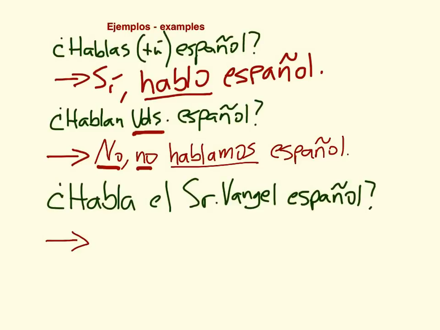The reason we have to put hablamos is because it's asking about more than one person. Do you guys? No, we don't. So this is where verb conjugation comes in. You have to change the ending to the verb to the correct person who's doing the action. In this case, we are not speaking Spanish. Like I said, it doesn't make any sense. Do you guys speak Spanish? No, we don't speak Spanish. Answered in perfect Spanish.